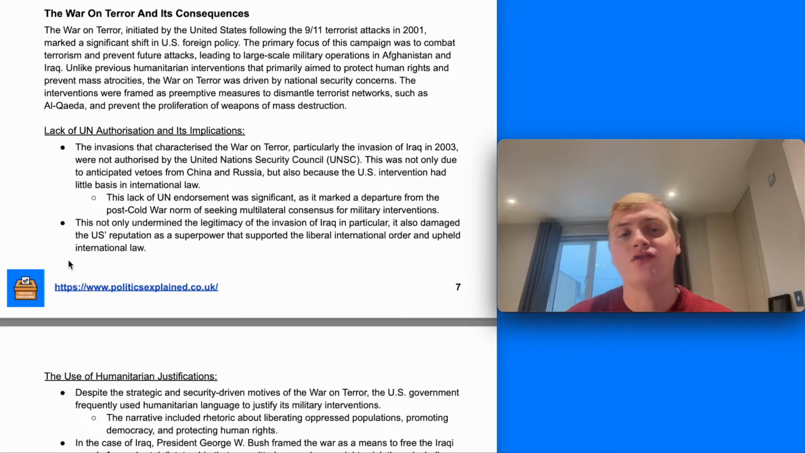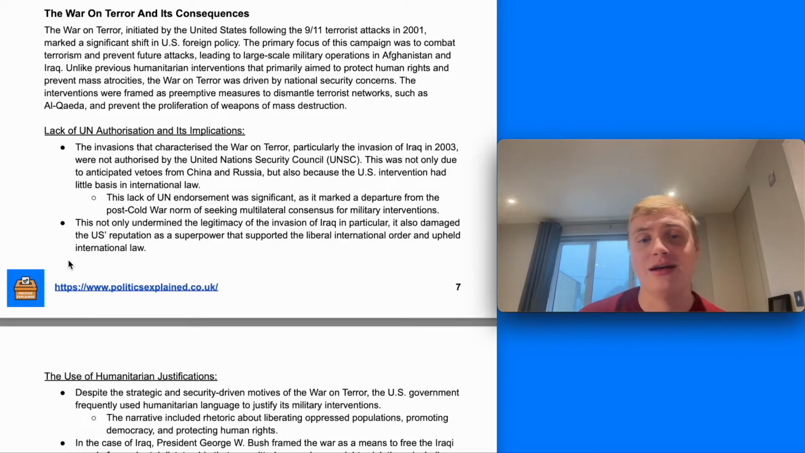Crucially, there was a lack of UN authorization for these interventions, particularly for Iraq. The invasions that characterized the War on Terror, particularly Iraq in 2003, were not authorized by the United Nations Security Council, which was crucial. This was not only due to anticipated vetoes from China and Russia, but also because the US intervention had little basis in international law, and that led even some of its allies, such as France, to oppose the intervention.